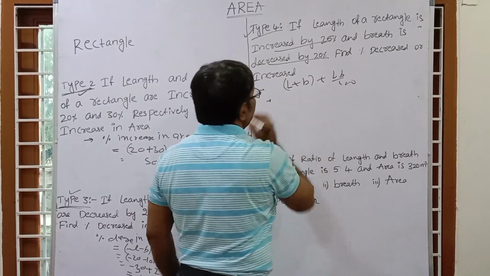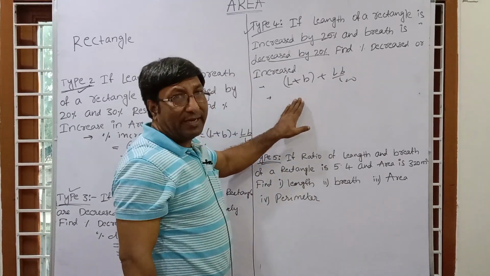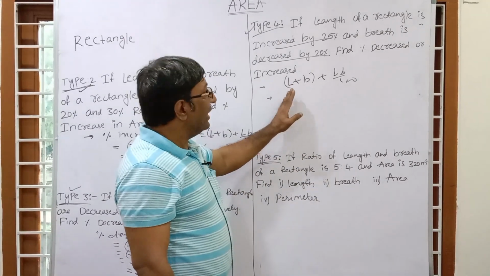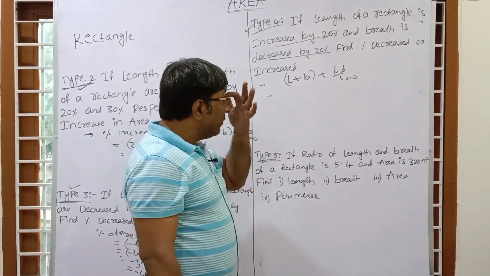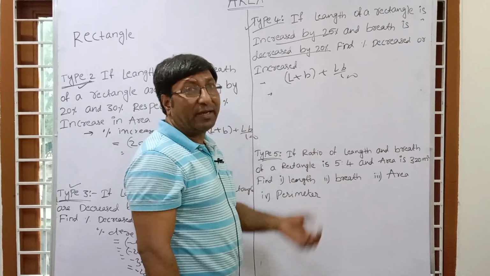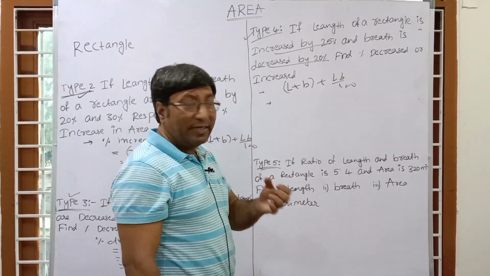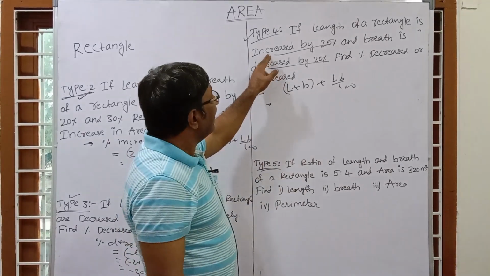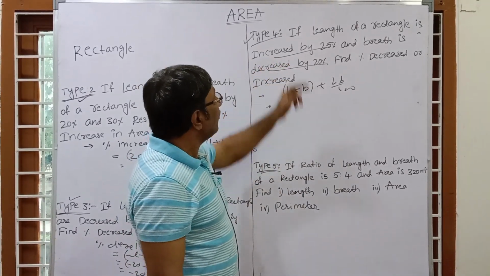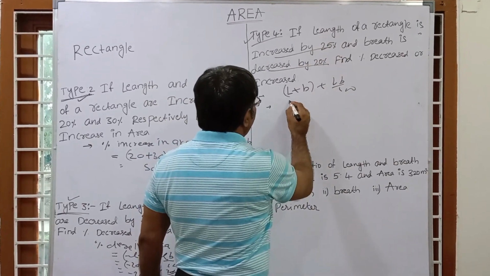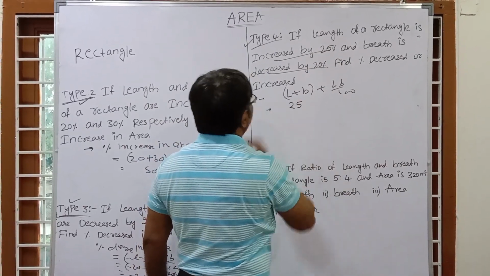Just remember, if there is an increase then the value will be positive, and if there is a decrease then it will be negative. So when a percentage increase is given, you take a positive sign, and when a percentage decrease is given, you take a negative sign. In this question, length is increased, so L will be positive, that is 25.